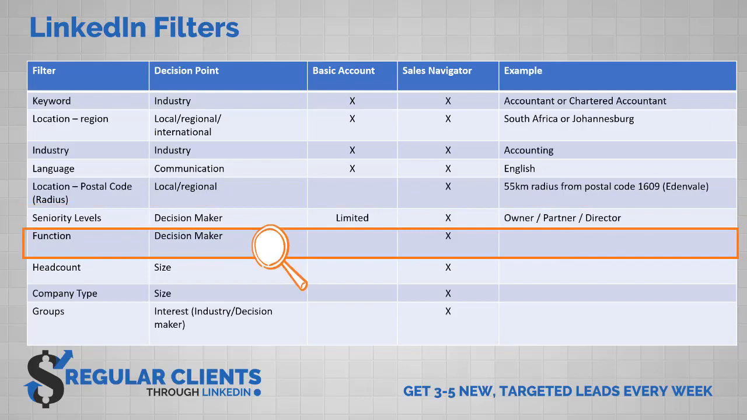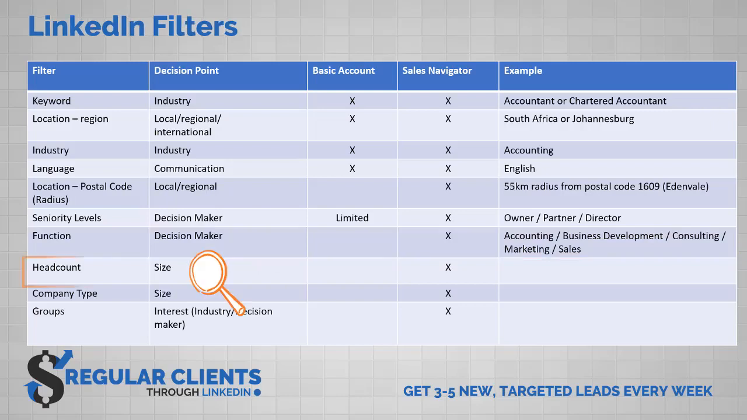Function actually also allows you to find the decision maker. Now, this allows us to find the particular role that the individual is involved in. For example, I might choose accounting or business development or marketing or sales to find people in accounting firms responsible for those roles. So remember, I've already selected the industry, and now I'm going to find the people with a particular role in that industry. So it's very powerful when you use those 2 together.